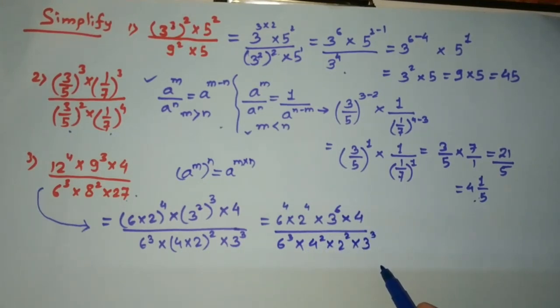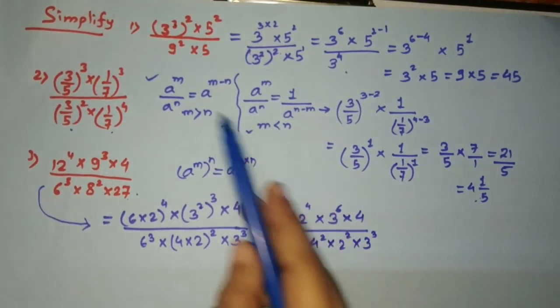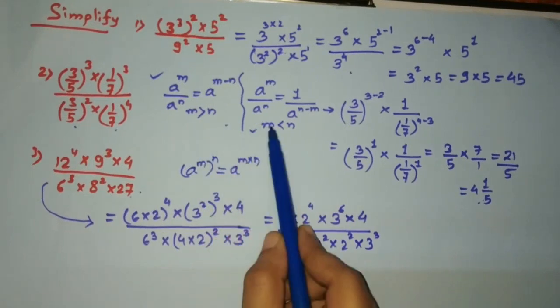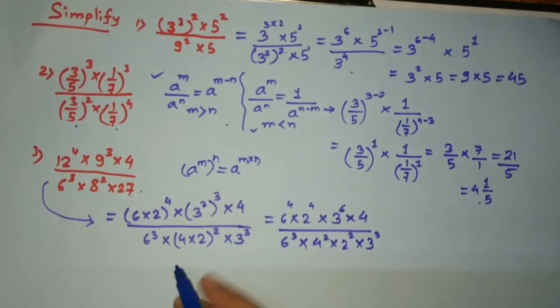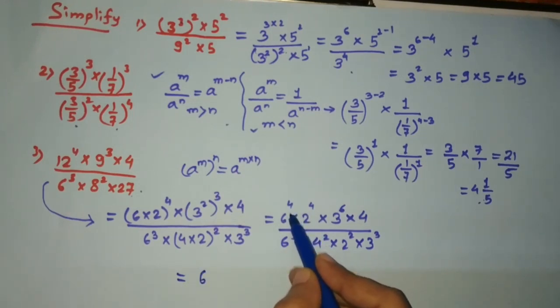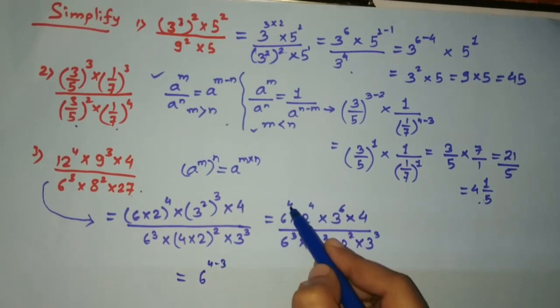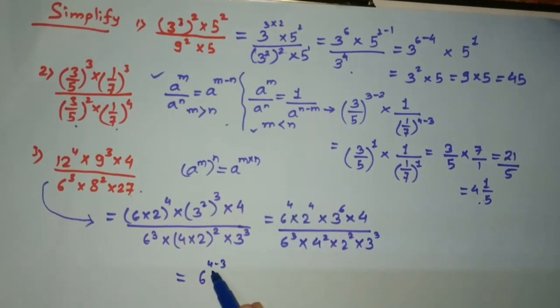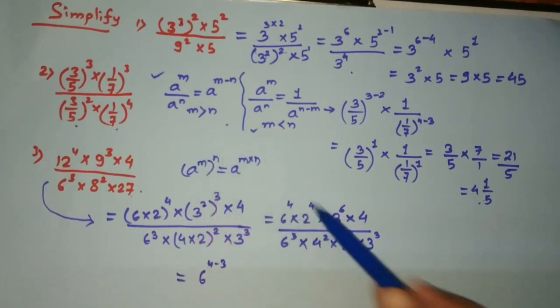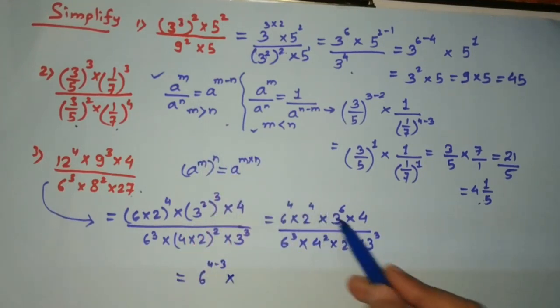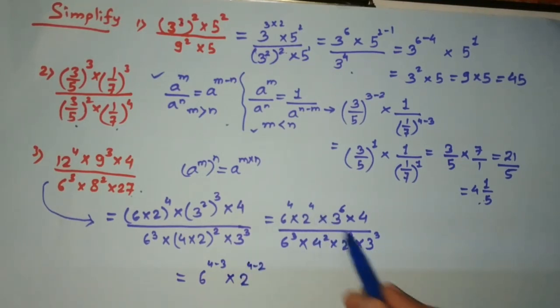So at this moment I have simplified almost the maximum things. Now I just use the laws. Which laws? These two laws. So friends, I'll write here this 6 to the power, here 4 powers are there, 4 factors of 6, and here 3 factors of 6. I'll write 4 minus 3 by using this law. Into, now 2 to the power 4 and this 2 to the power 2. So I'll write 4 minus 2, this 4 minus this 2.